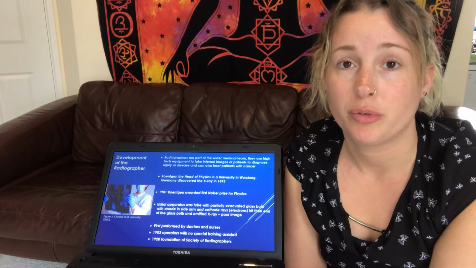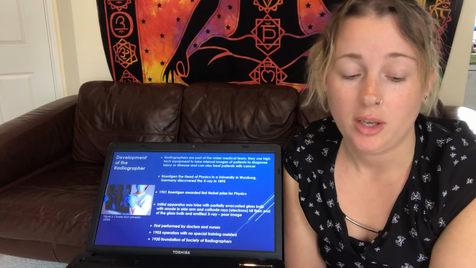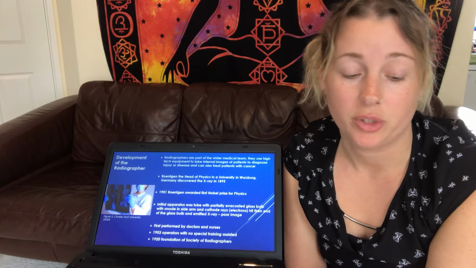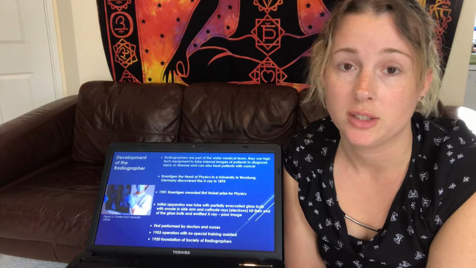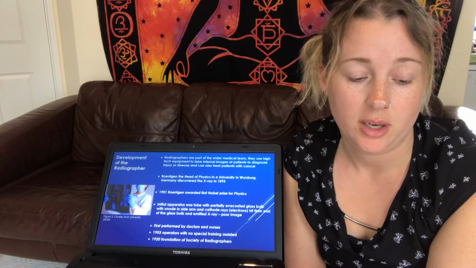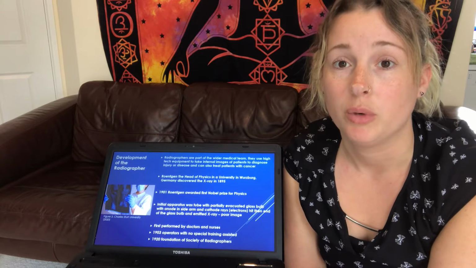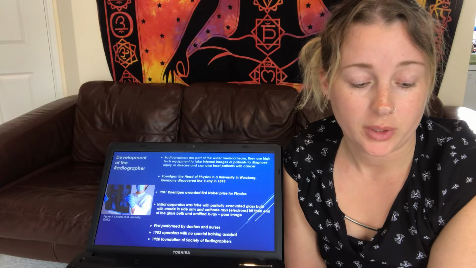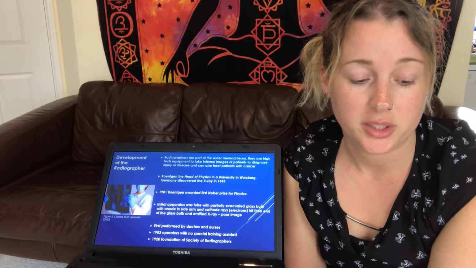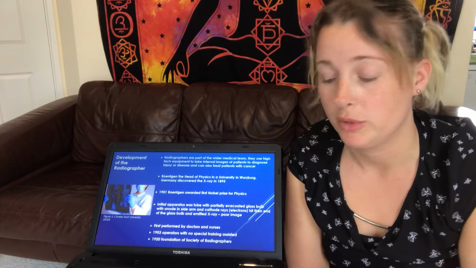X-rays were first performed by doctors and nurses, and by 1903 they had recruited lay operatives with no special training to assist the doctors and nursing in taking X-rays, and as these became too plentiful, it became necessary to train them, which is when the first radiographers became. So in 1920, the foundation of the Society of Radiographers was formed.